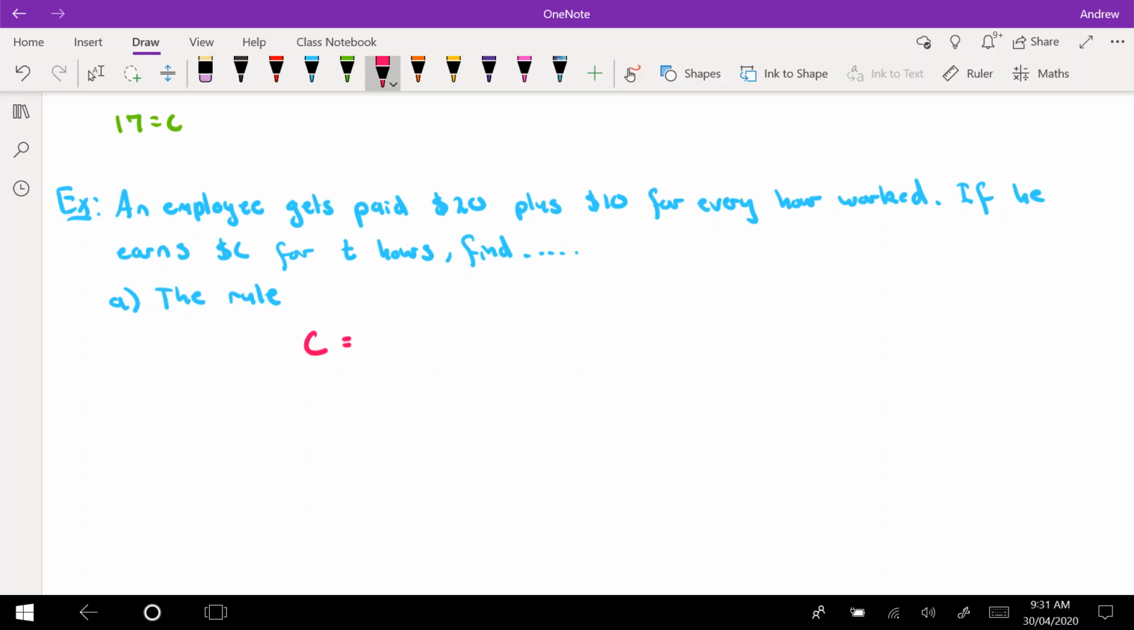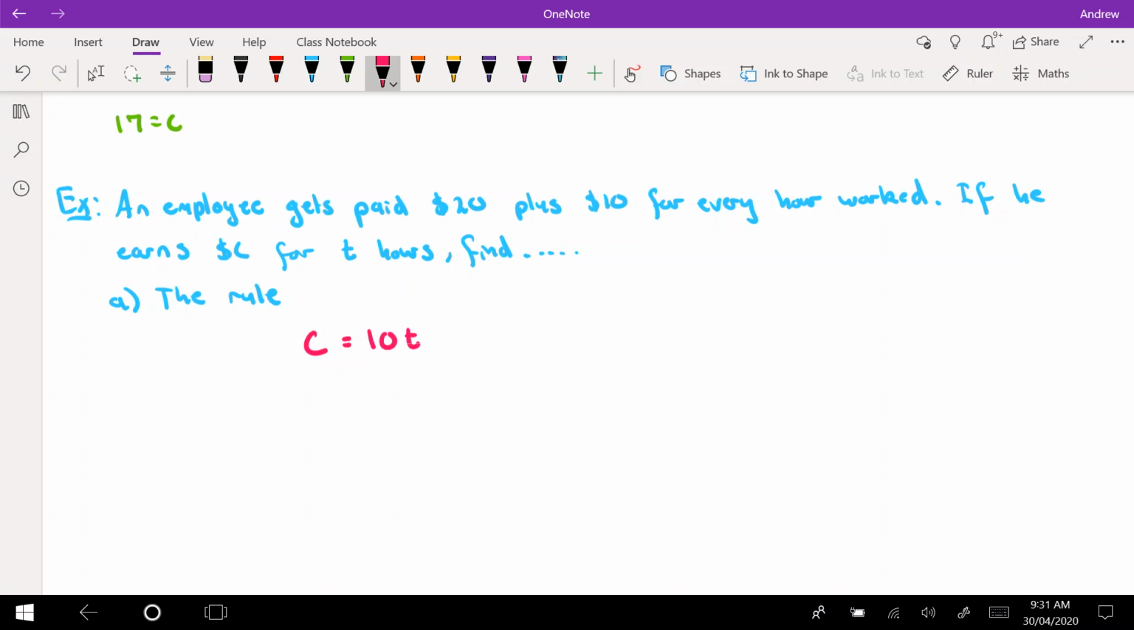So if you earn so much money per hour, right? If you work 1 hour, you're going to earn $13. If you work 2 hours, you're going to earn 26, 13, 39, so on and so on. You're just multiplying it by every hour you work. So if it's 10 per hour, it's going to be 10T, because you're just multiplying your amount per hour by how many hours you work.